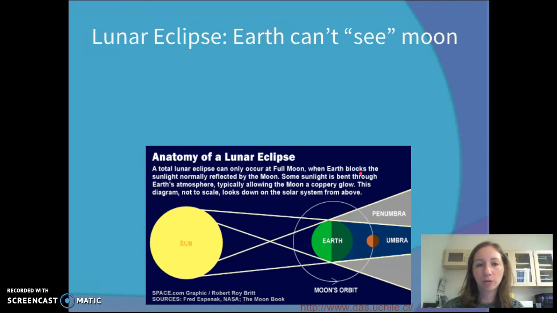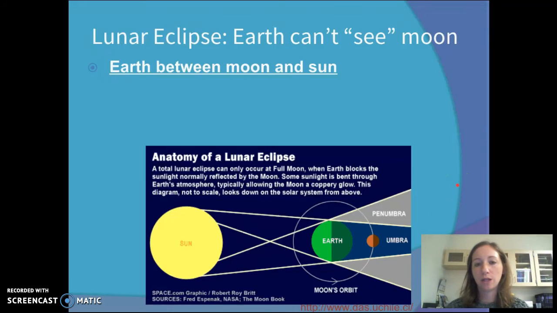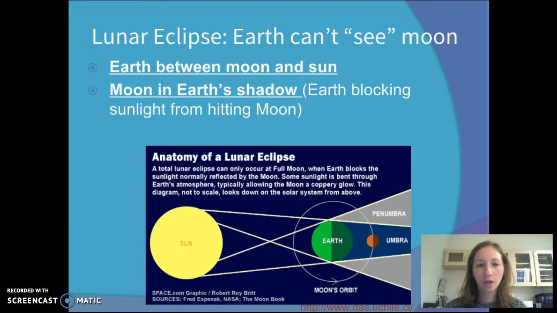All right, let's talk about lunar eclipses. This is when the Earth blocks the moon. Okay? So the order here would be the sun, Earth in the middle, and then the moon on the end. All right, so Earth between the moon and the sun for a lunar eclipse. The moon is in Earth's shadow. Earth is blocking sunlight from hitting the moon.